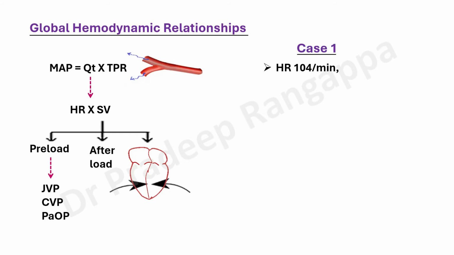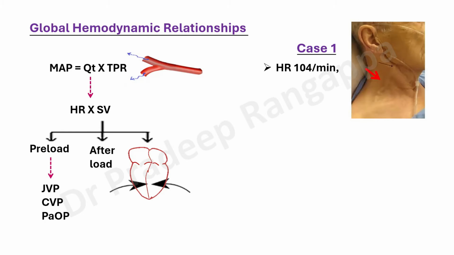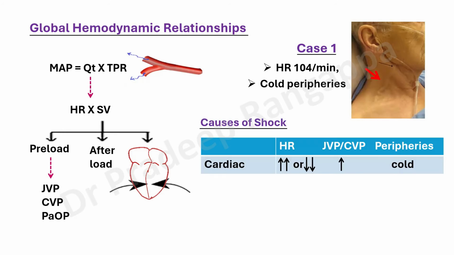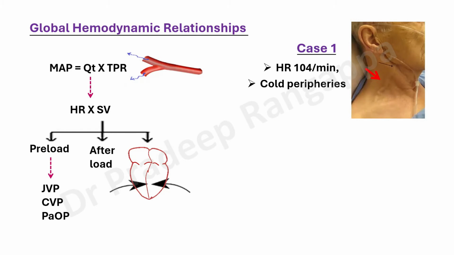Coming back to the case, this patient has a heart rate of 104, an elevated JVP, and cold peripheries. Why am I revisiting these cases? It goes to show we need to determine what type of shock it is. This is a patient who has a raised JVP, but organ perfusion is impaired and the peripheries are cold. So that's when you need to understand the types of shock that affect patients.